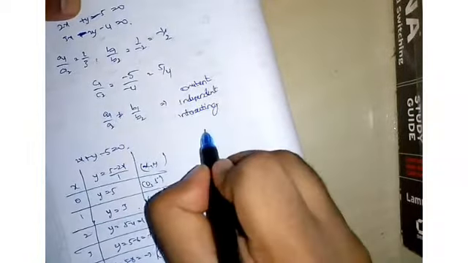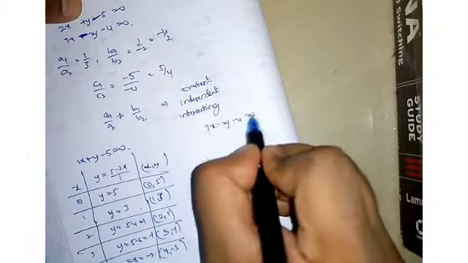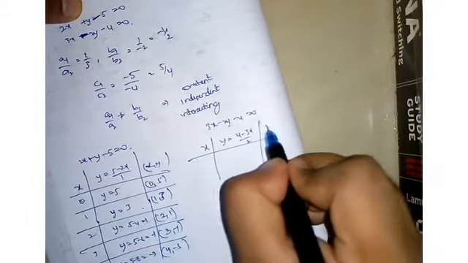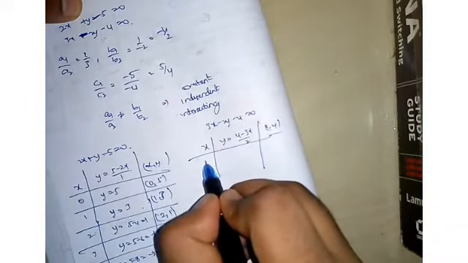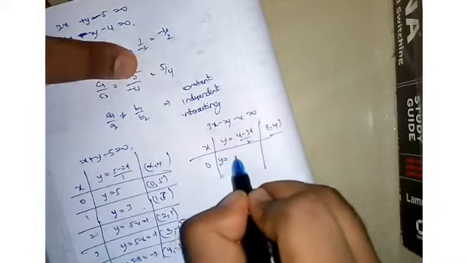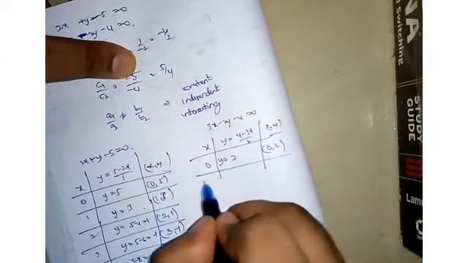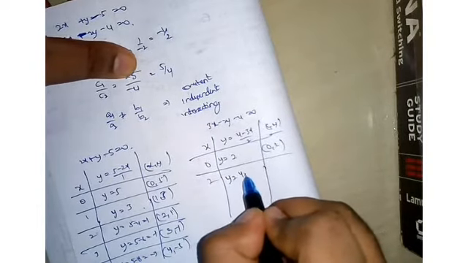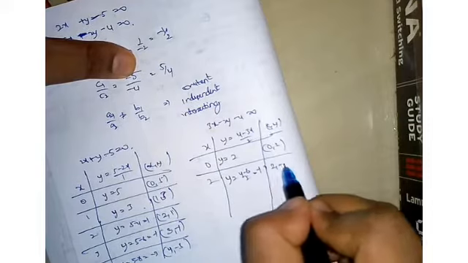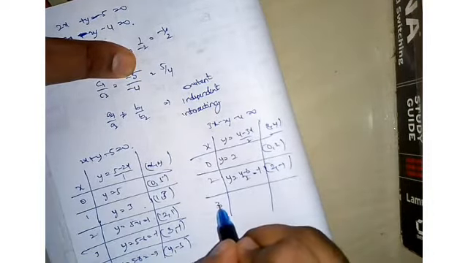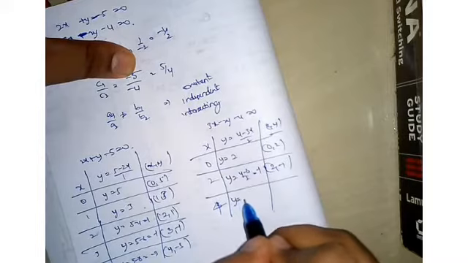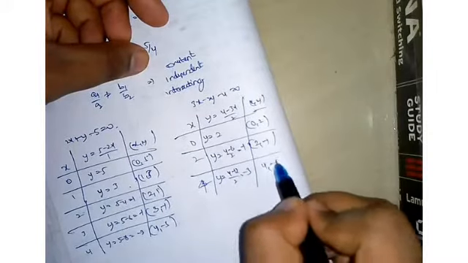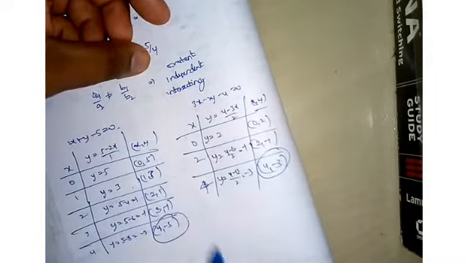Next for the second line, 3x minus 2y minus 4 is equal to 0, y will be equal to 3x minus 4 by 2. So for x equals 0, y will be minus 4 by 2, which is minus 2, so 0 comma minus 2. For x equal to 2, y is equal to 6 minus 4 by 2, which is 1, so 2 comma 1. For x equal to 4, y is equal to 12 minus 4 by 2, which is 4, so 4 comma 4. If you observe, you already got a common point for these two lines, so this will be the solution.